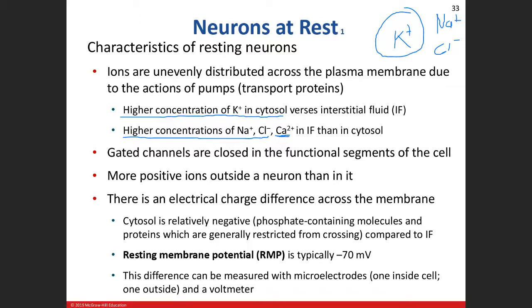All right. Because of that distribution, and because of the operation of those leak channels and the sodium-potassium ion pumps at a neuron at rest, we generate an electrical charge. We call that a membrane potential. I'm going to read this part to you. Cytosol is relatively negative. We knew that, mainly because of the phosphate molecules and the proteins. They can't leave, but they are negatively charged.